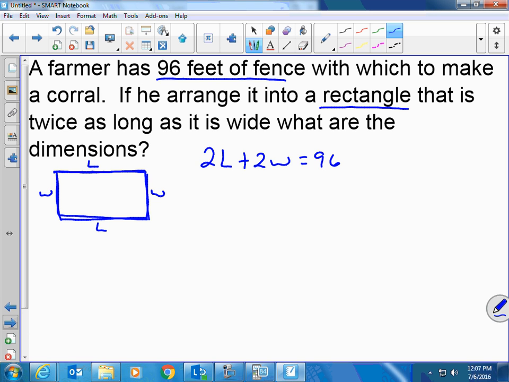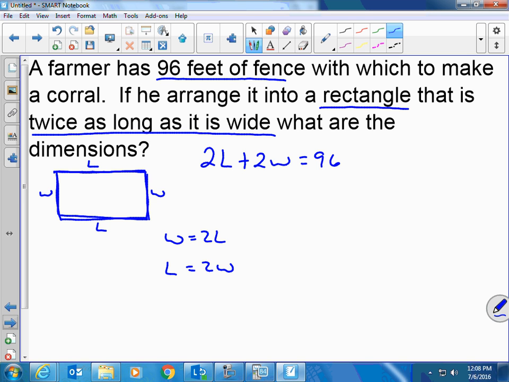Okay, twice as long as it is wide. That's a tough one. Seems like it's really easy, but it's a tough one. Twice as long as it is wide. Which one's bigger, the length or the width? Is it going to be the width is 2L, twice as long, so 2L? Or is it going to be L equals 2W? Back to my question, which one's longer?